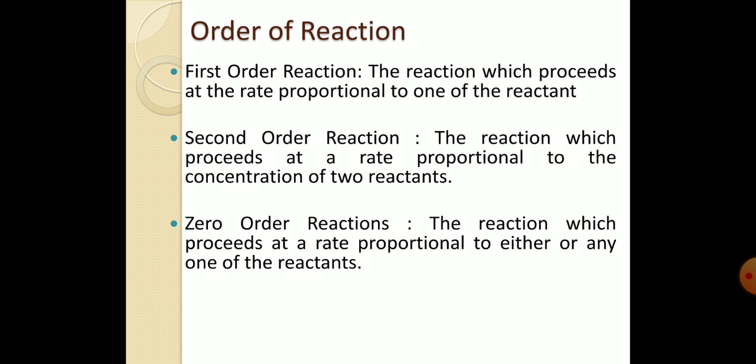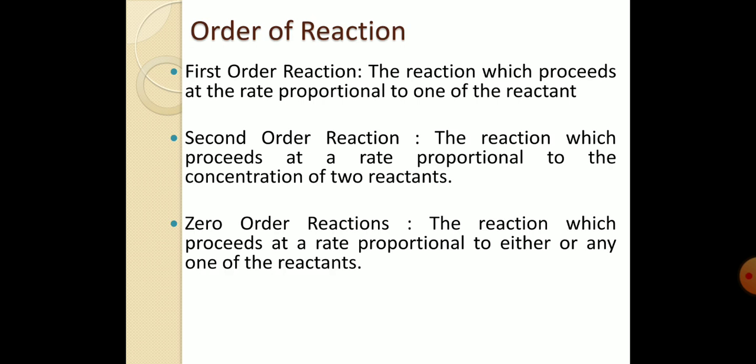And next, going to the order of reaction of the enzyme. That's the first order, second order, and the zeroth order of the reaction. So what is the first order reaction? The reaction which proceeds at a rate proportional to one of the reactants. That means in the first order reaction, the rate is proportional to the concentration of one of the reactants.